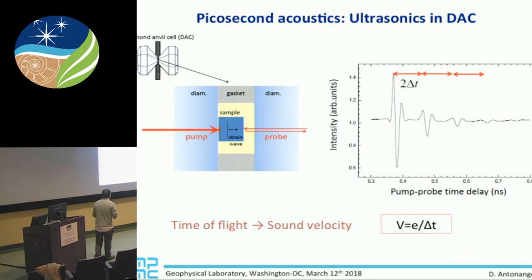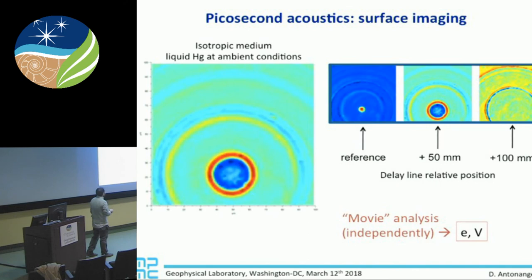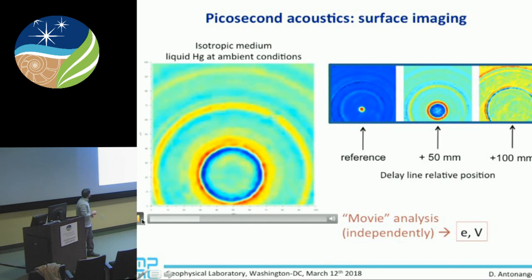In its simplest configuration with collinear pump and probe, this is basically back to classic ultrasonic interferometry. What we measure is the travel time of multiple reverberations across the sample, and from this time-of-flight measurement, we can get the velocity provided we know the thickness of the sample, from an equation of state, for instance. However, we can also scan the surface and get this kind of image, where we have a reference image and then a delay as a function of time.